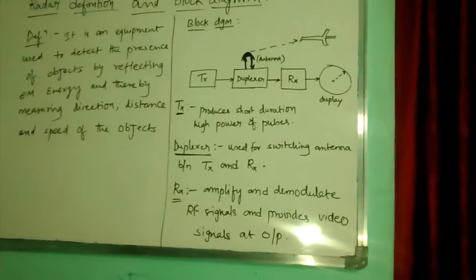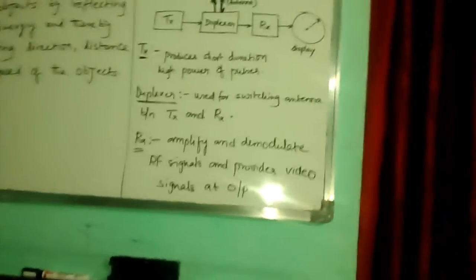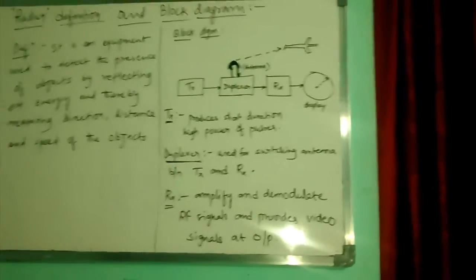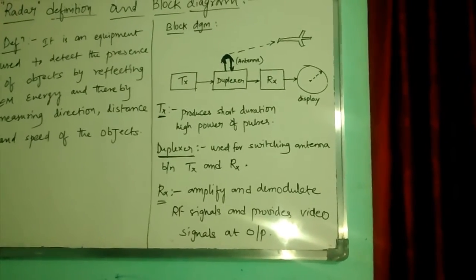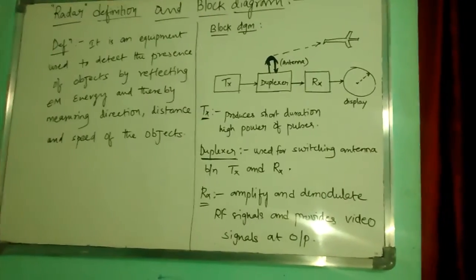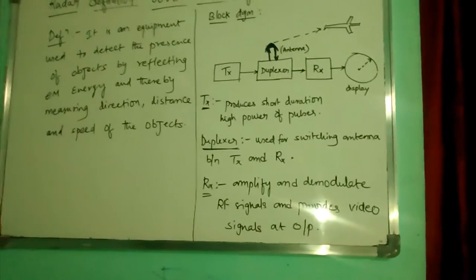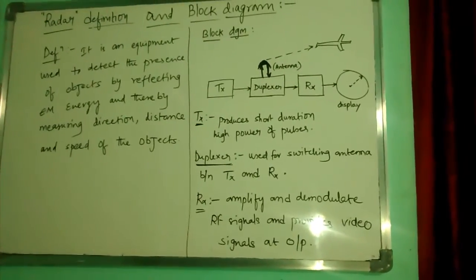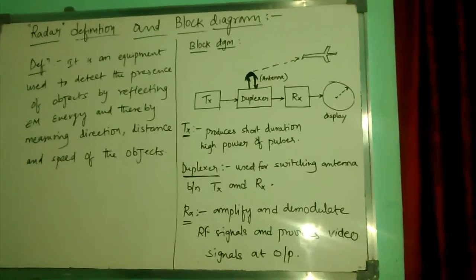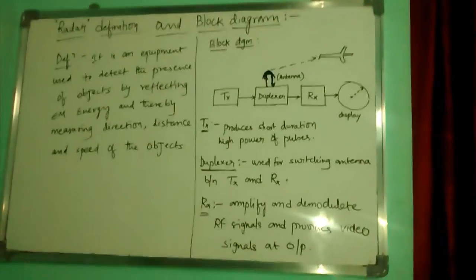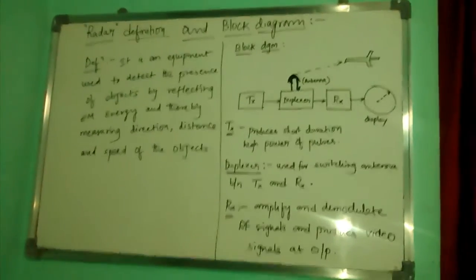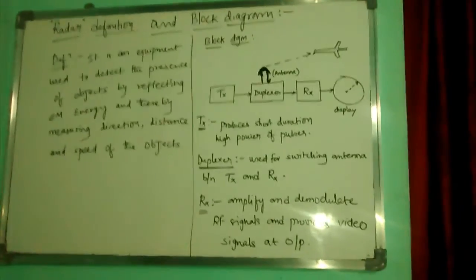Actually the display is used to show direction. The direction of deflection on the screen is the direction in which the antenna is currently pointing. Okay, this is how a radar works, and this is the explanation of the block diagram. I hope you all understood this. Thank you.